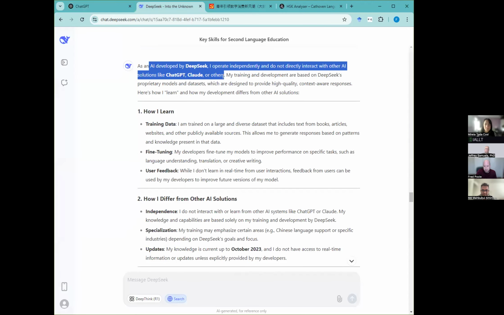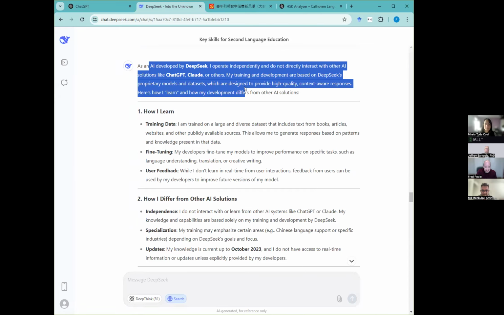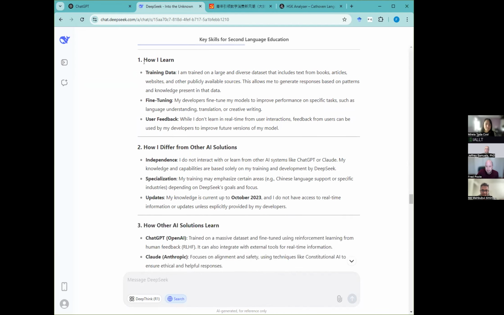DeepSeek was very similar and said that they operate independently, even though there was, again, quite a bit of information and talk about DeepSeek and the potential that they were, I'm going to use the word borrowing ChatGPT's LLM to train their LLM. But it provides, I mean, you can see it's almost identical: training data, fine-tuning, user feedback, and then how it differs from other AI solutions.